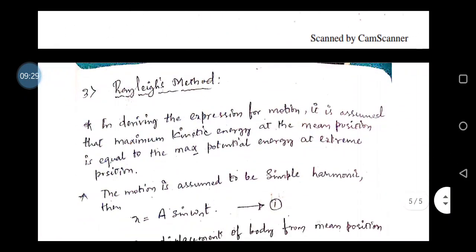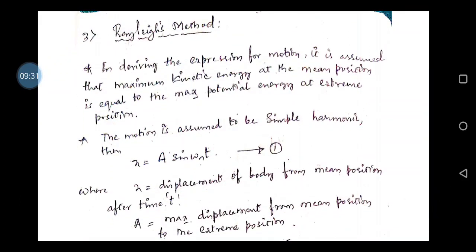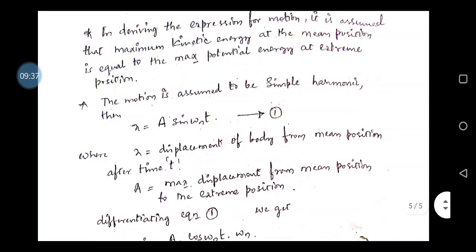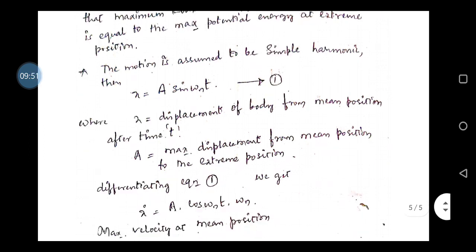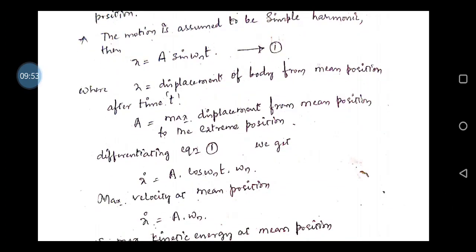So now let us find out the same natural frequency with the third method, that is nothing but Rayleigh's method. In deriving the expression for the motion, it is assumed that the maximum kinetic energy at the mean position is equal to the maximum potential energy at the extreme position. The motion is assumed to be simple harmonic. Then the equation is given by x is equal to A into sine omega n into t, where x is equal to displacement of body from the mean position after time interval of t, and A is equal to the maximum displacement from mean position to the extreme position.